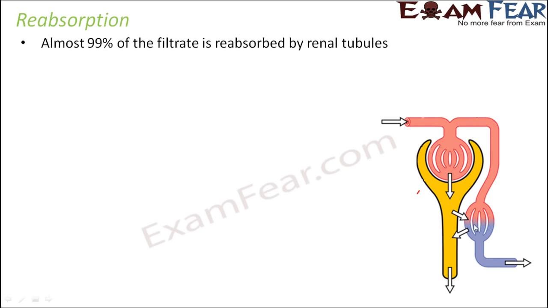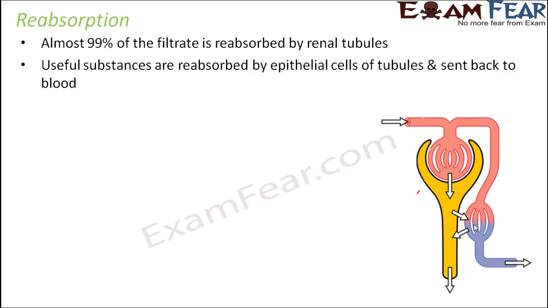Now, what are the substances that get reabsorbed? That is the question. The useful substances are reabsorbed by the epithelial cells of the tubules and sent back to blood. These tubules have epithelial cells on their lining. As the filtrate moves down the tubules, the useful substances get reabsorbed by these epithelial cells, and then these epithelial cells send them back to blood, so that blood can again circulate them throughout the body.